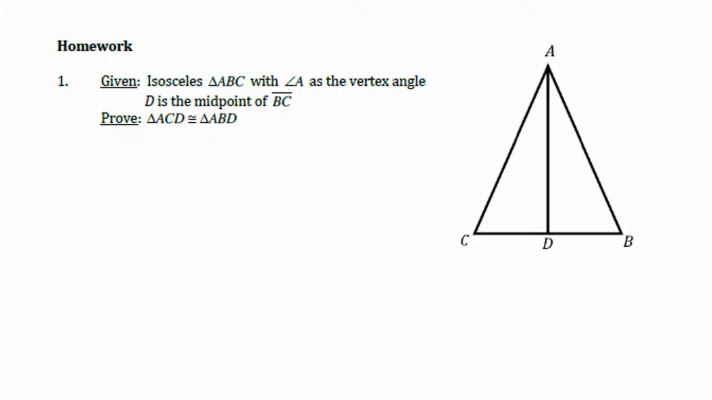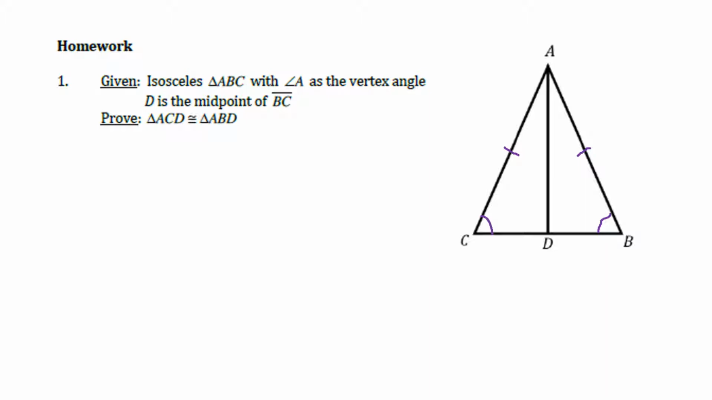We are on homework lesson 3, and we are given an isosceles triangle ABC with angle A as the vertex angle. If A is the vertex angle, then I should know that my two congruent sides would be side AC and AB. I should also know, if it's an isosceles triangle, that I have two congruent angles. My two congruent angles are the ones at the ends of my two congruent sides, and that would be angle C and angle B.